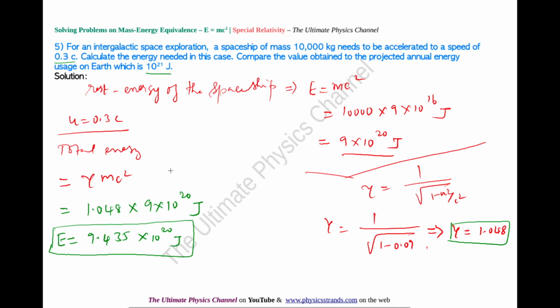So with the current technology, it is very close to our annual energy usage. So it is still nearly 10 here, right? So 10 into 10 power 20 joules is nearly the same as the projected annual energy usage on Earth, which is 10 power 21. So nearly this is also 10 power 21, in fact. So that's pretty close. So unless we find ways to produce more energy on Earth, it isn't easy to put such spaceships in space.